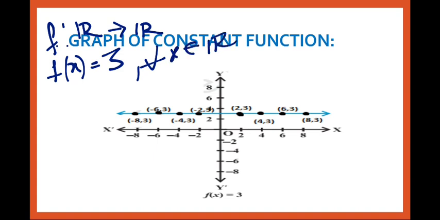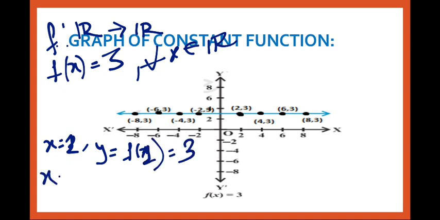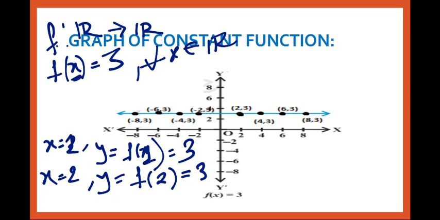That means if you put x equal to 1, y which is equal to f(x) will be 3. f(1) will be 3, right? If you take x equal to 1, y equal to f(1) will be 3. If you take x equal to 2, y equal to f(2) will be equal to 3, because if you replace the value of x under the bracket, the value remains unchanged.